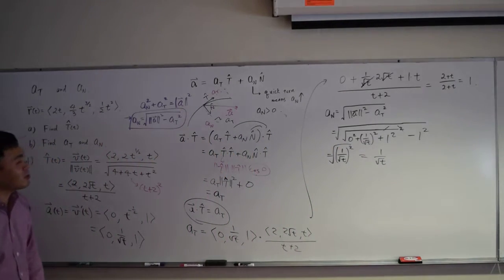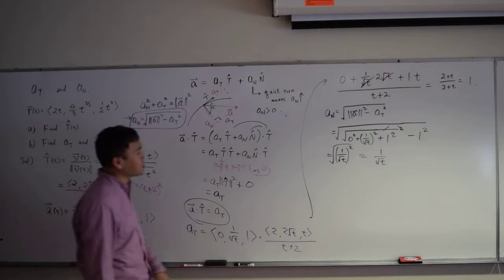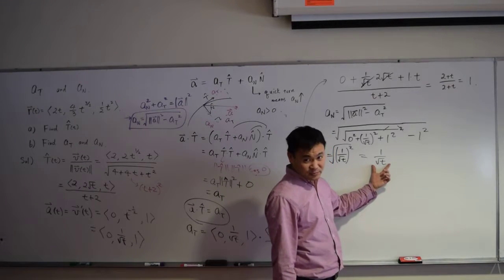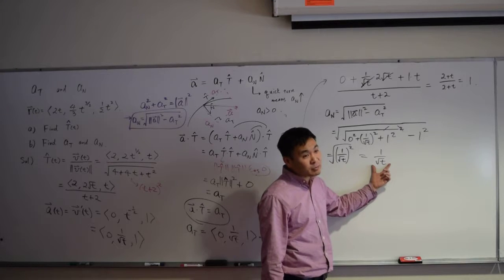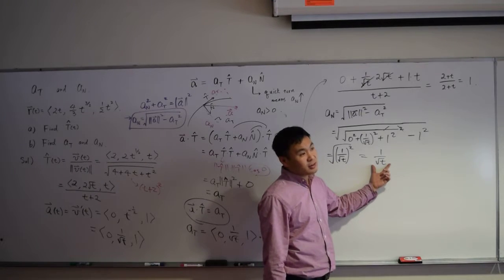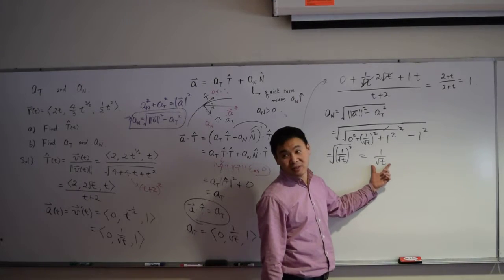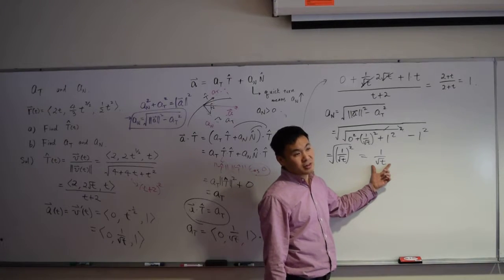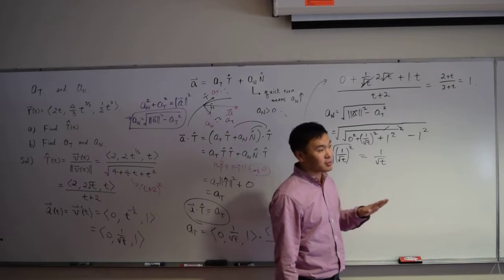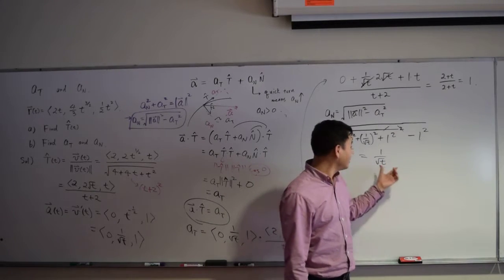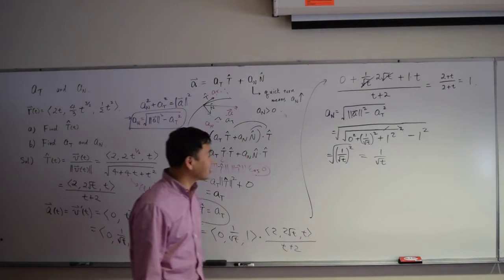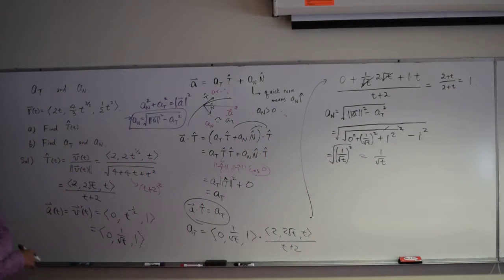Okay, so that's your normal component of the acceleration, which means that it's bending. Now let's think about what this is saying. As time goes by, is it bending more or less? Less. Okay, so it looks like when time goes to infinity, it bends smaller. That's something that you can read off from here. Okay. All right.